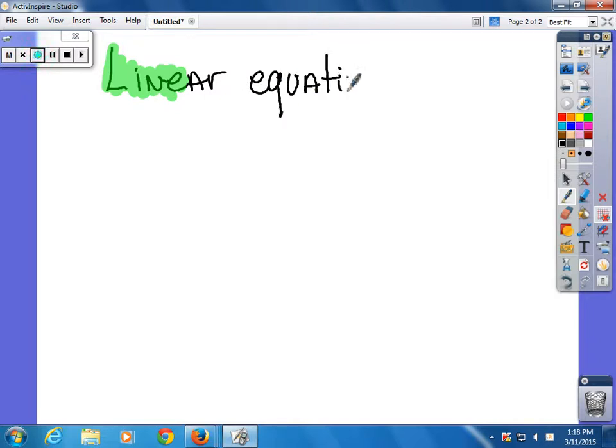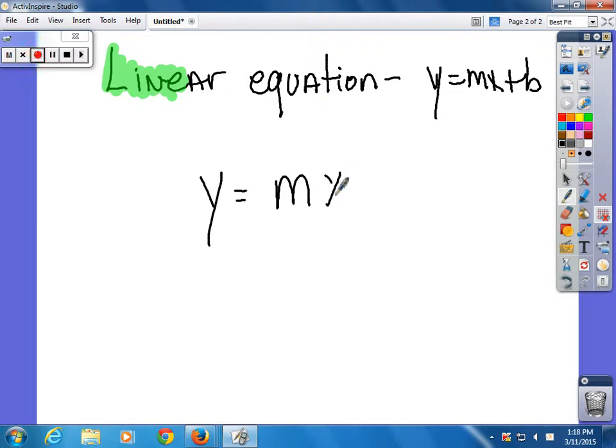The model for a linear equation, there's two models. Actually, there's one. And it is y is equal to mx plus b. Y is equal to mx plus b. So we're going to put that right here, and we're going to talk about y is equal to mx plus b.